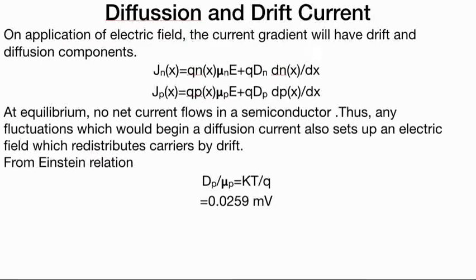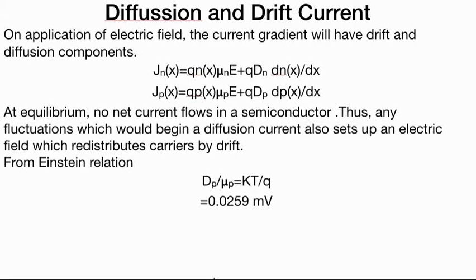Now, the diffusion and the drift current. On application of an electric field, the current gradient will have drift and diffusion current. Diffusion current is because of the minority carriers, and drift current and diffusion current both are actually the major charge current. At equilibrium, no net current flows in a semiconductor. Thus, any fluctuation which would begin a diffusion current also sets up an electric field which redistributes carriers by drift.